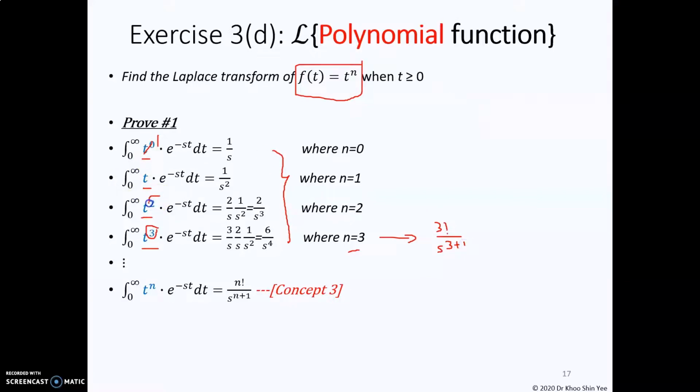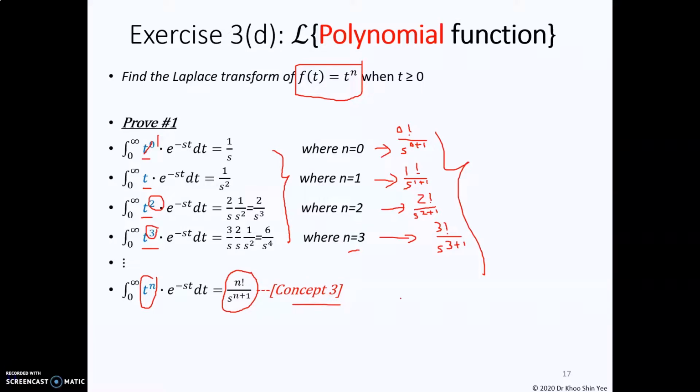So when your n is equal to 2, you have 2 factorial divided by x power 2 plus 1. So if you continue, you're able to obtain this. So with that, we can say that for t power of n, then you should get n factorial divided by s power n plus 1. So this is the concept three.